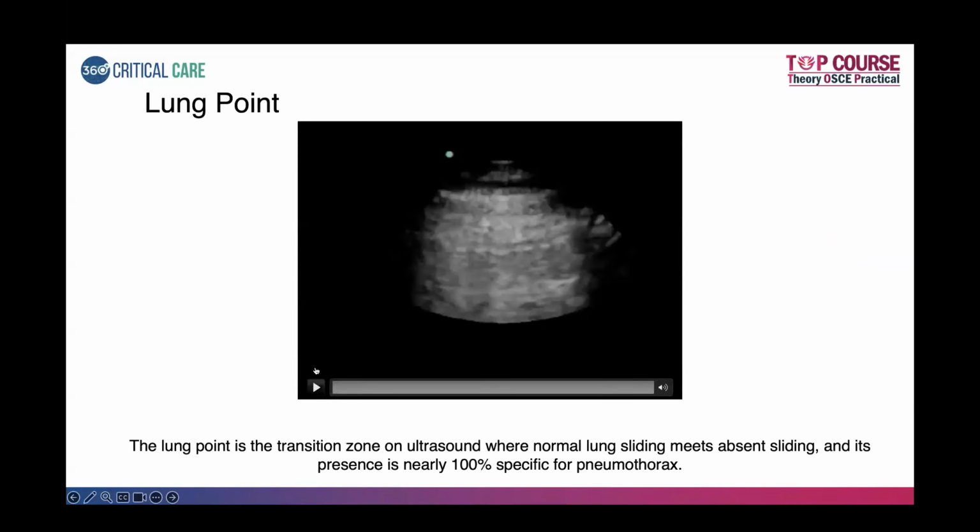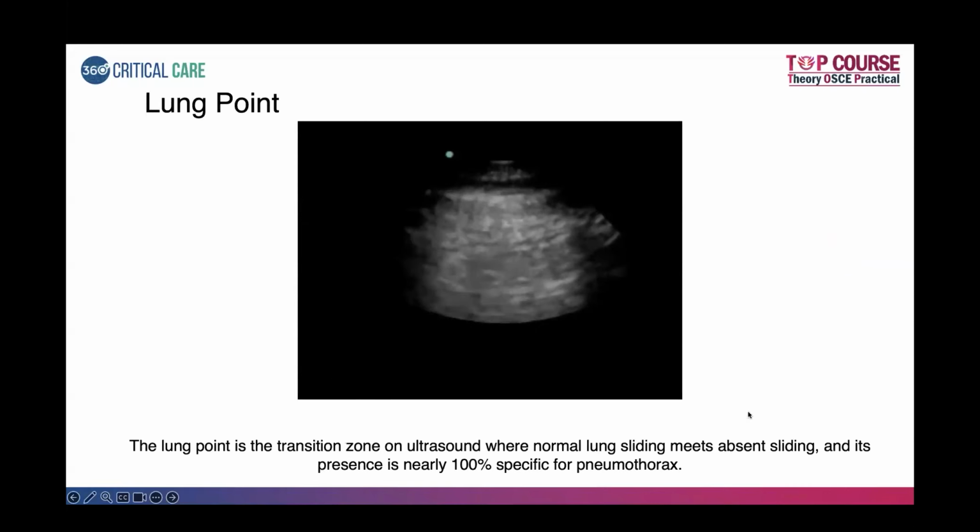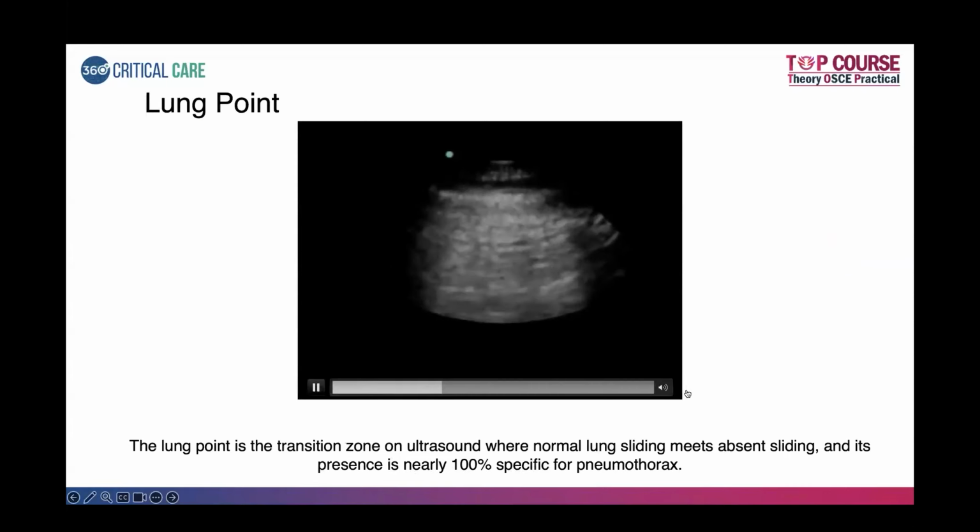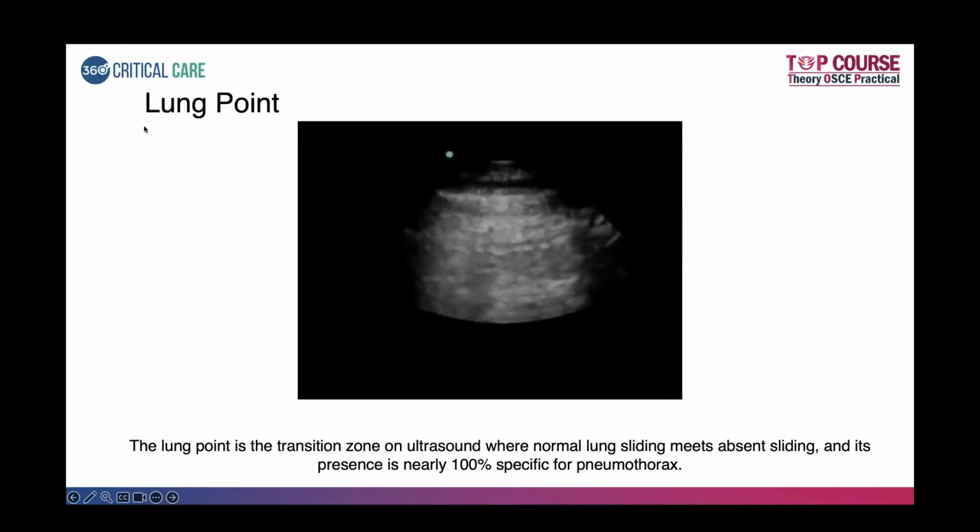So this is just a few images I thought I should show you. This is a lung point. It is a transition zone on the ultrasound where the normal lung sliding meets the absent sliding, and its presence is nearly 100% specific for a pneumothorax. So presence of a lung point is supposed to be pathognomonic for a pneumothorax.